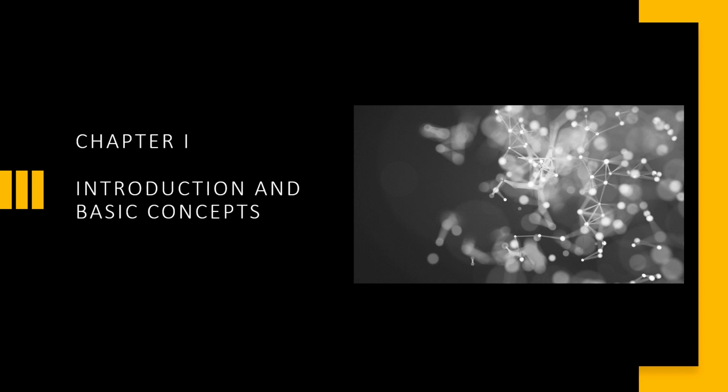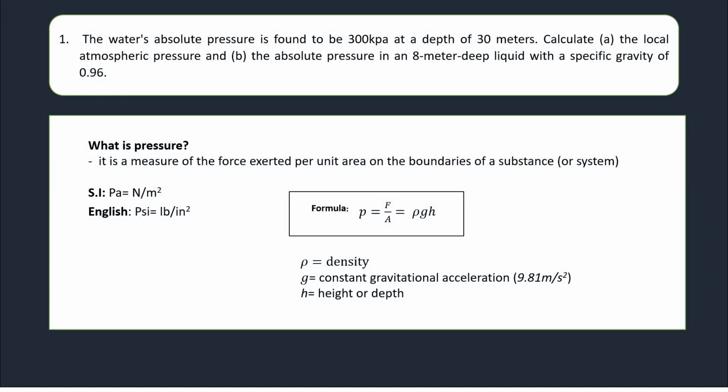Everyone, in today's video we're going to solve a problem in Thermodynamics, Chapter 1, Introduction and Basic Concepts. So here is our problem. The water's absolute pressure is found to be 300 kilopascals at a depth of 30 meters. Calculate the local atmospheric pressure and the absolute pressure in an 8-meter deep liquid with a specific gravity of 0.96.